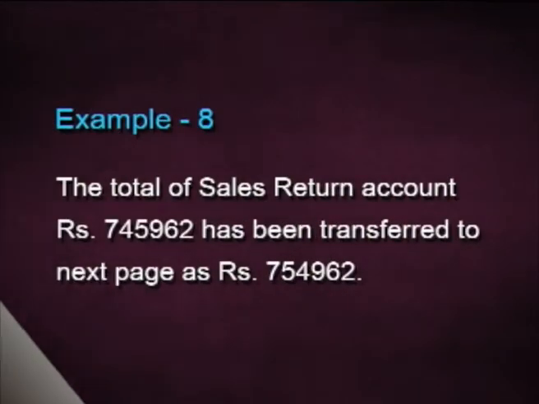Now, let us have one more example. Let us say the total of sales written account, rupees 7,45,962, has been transferred to the next page as rupees 7,54,962. This is an error of wrong carry forward of figures. If you closely analyze this error also, you will understand that errors of wrong carry forward of figures are the same as errors of undercasting or overcasting.